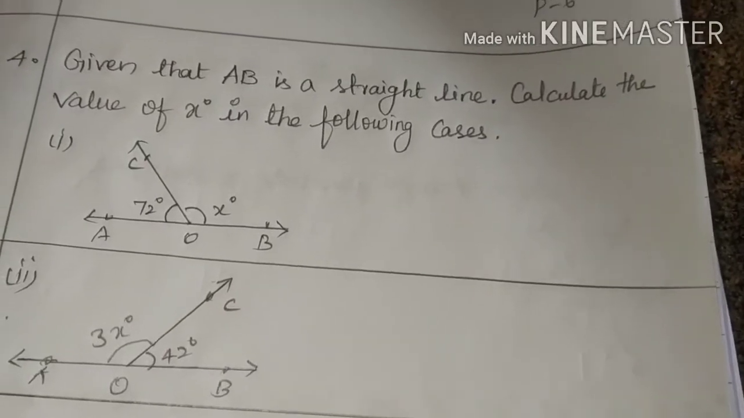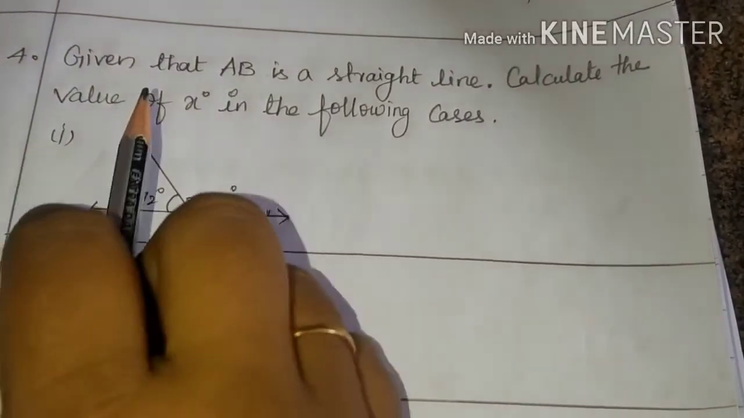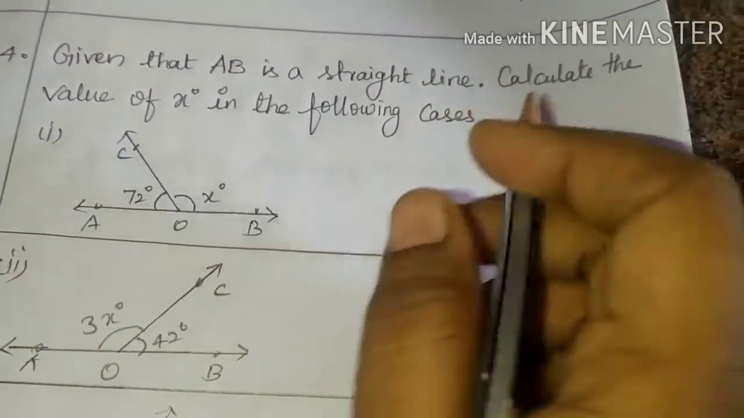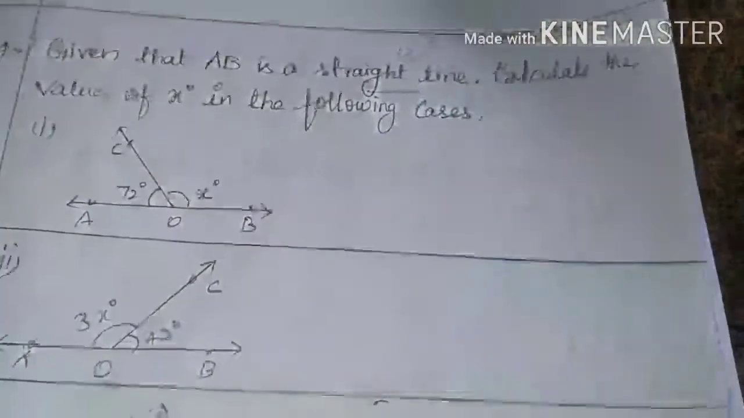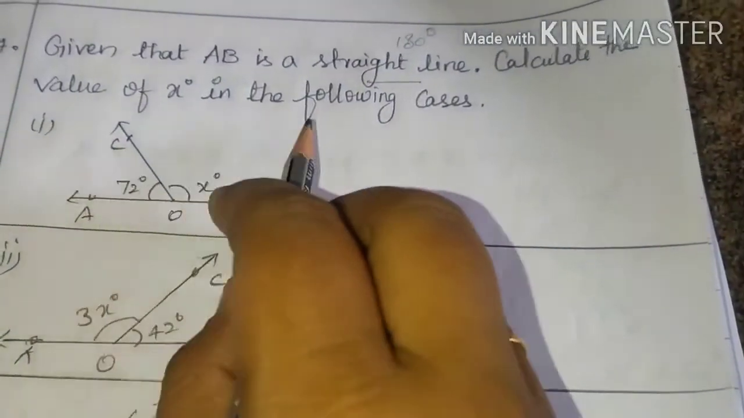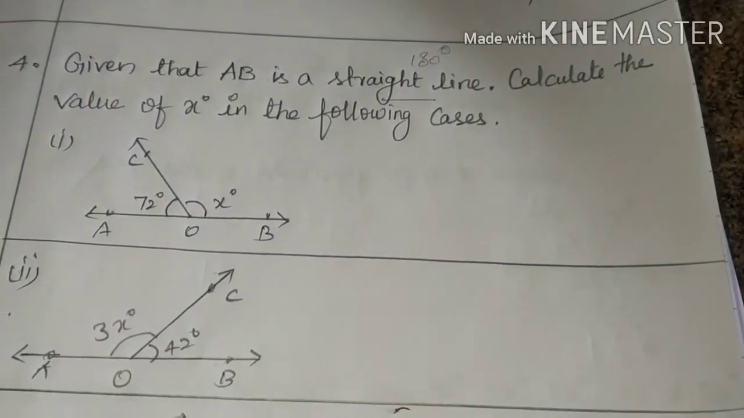Children, look at this. This is your fourth sum. Given that AB is a straight line, we have to take it as 180 degrees. Calculate the value of x degrees in the following cases. So x degrees we have to find here.